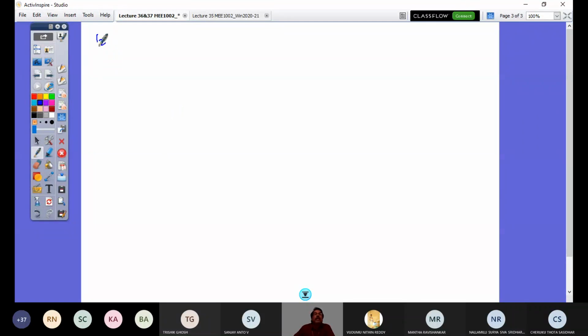Now, let's consider I have a link AB. So this is A, this is B, and I have another link of the same length L, which is BC. Same weight and identical link.